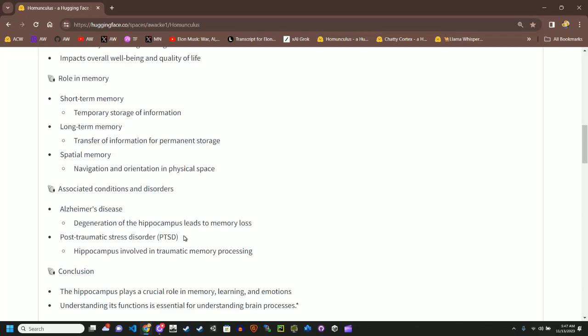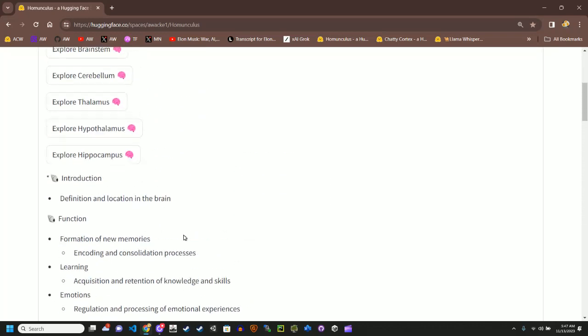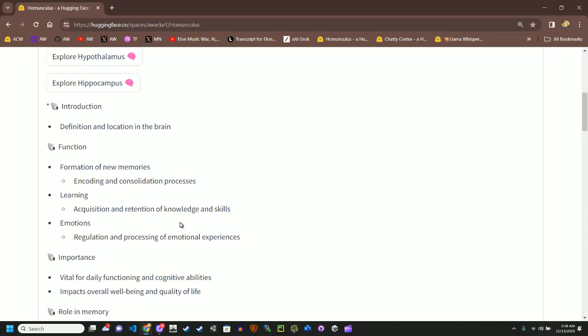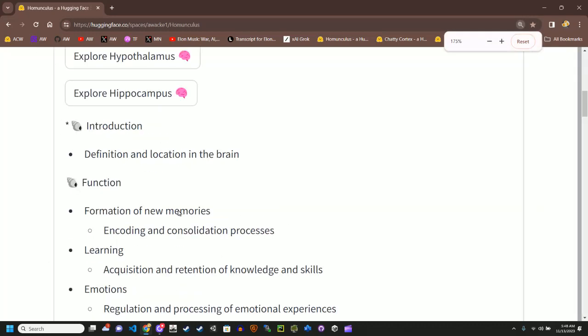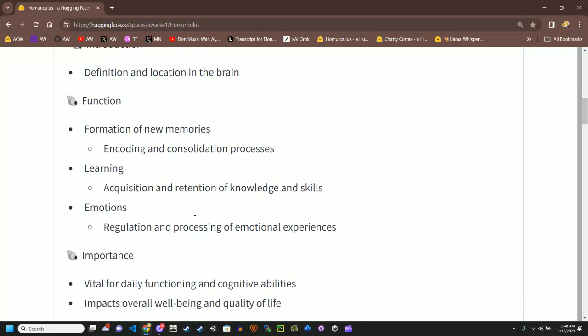Hippocampus introduction. Definition and location in the brain. Hippocampus function. Formation of new memories. Encoding and consolidation processes. Learning. Acquisition and retention of knowledge and skills. Emotions. Regulation and processing of emotional experiences.